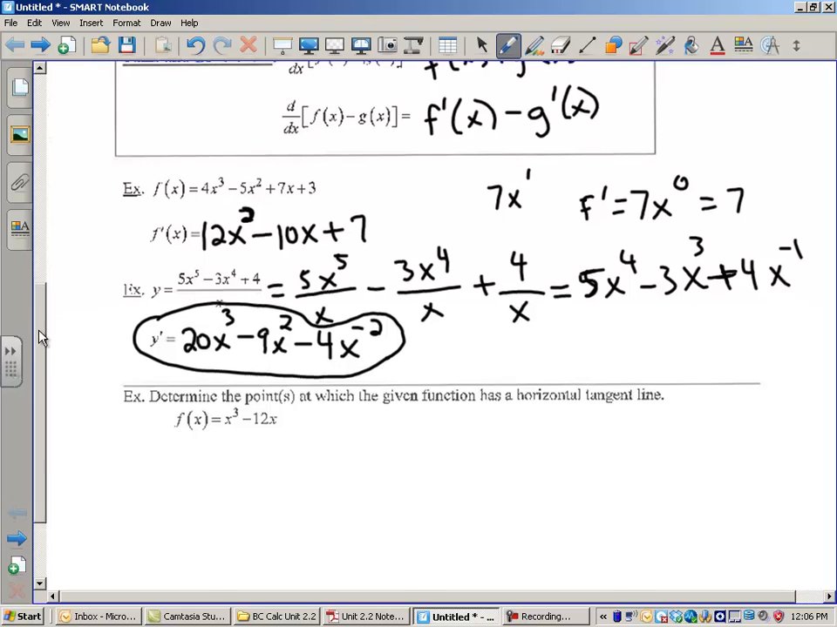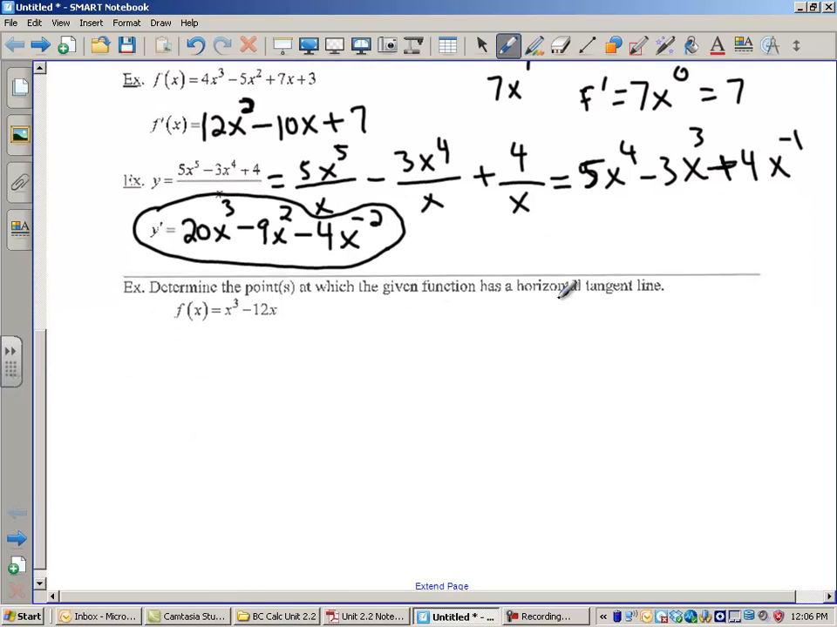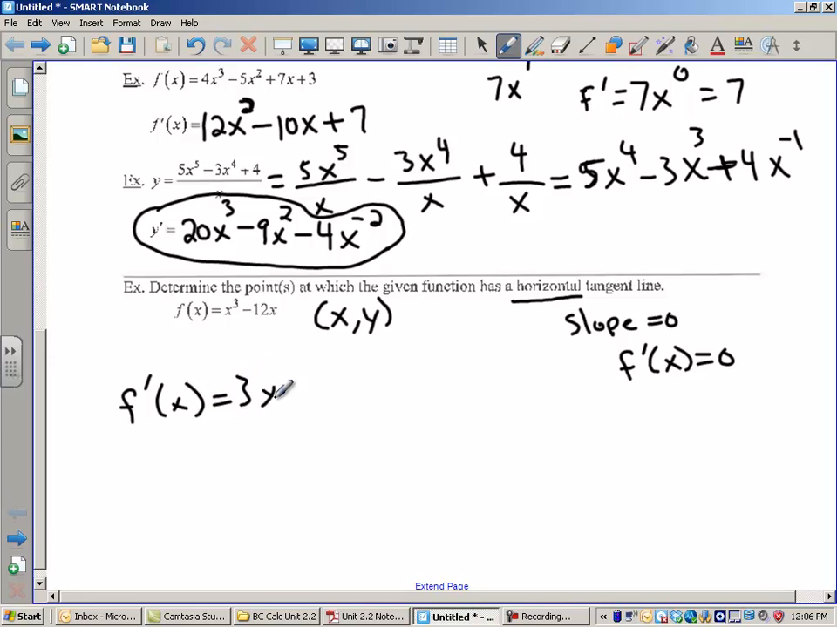Now let's answer a question you'll have to do on your homework that says determine the points at which the given function has a horizontal tangent line. Points have to be in x comma y form, so when you answer it, you can't just leave it in x equals. Horizontal tangent line means that the slope is equal to 0. That means that our derivative has to be equal to 0. So I'm going to take the derivative, f prime of x, which is 3x squared minus 12, and I'm going to set that equal to 0.